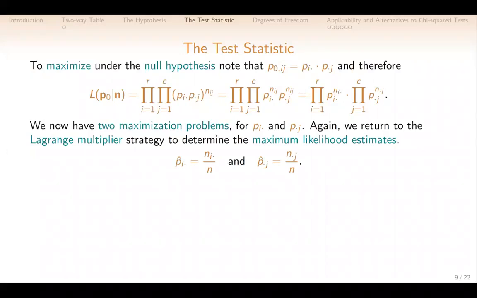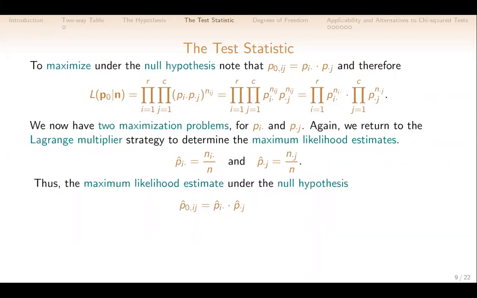I now have to stick those values into the log likelihood under the null hypothesis. I should go back and say that my maximum likelihood estimator p-hat naught has ij-th entry n_i-dot over n times n-dot-j over n. Now I substitute that back into the log likelihood function, and I get the sum over i's and the sum over j's of n_ij times the log of that, which is the maximum likelihood estimate under the null hypothesis.